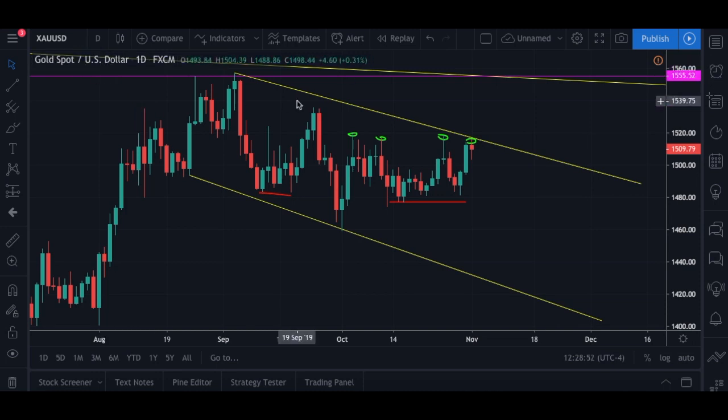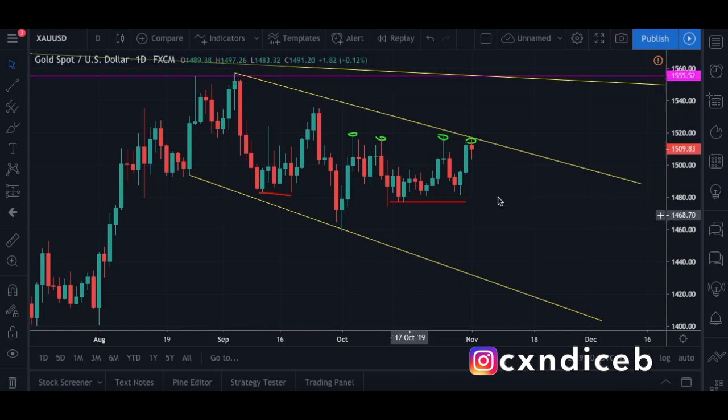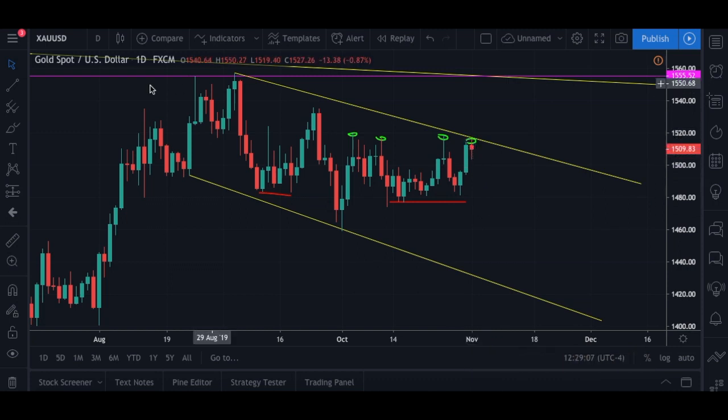Something probably happened with the US dollar. You know, Trump probably said something where it gained strength. So kind of coming back down over here. So my first confluence was this rejection. My second confluence is that it's at the top of this descending channel. So we're looking for some sort of push down.